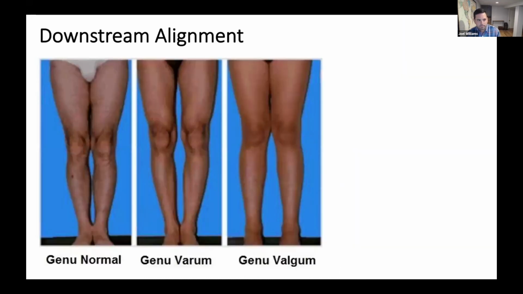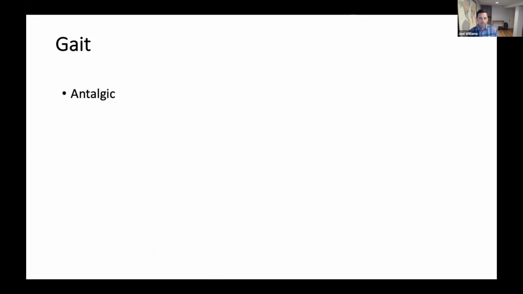And really, this is going to become much more relevant when we see the part of the planning exercise where we're talking about shaft medialization or lateralization. So spend some time looking at and thinking about what their native alignment is, which is going to become important once we're putting pen to paper and coming up with a plan.